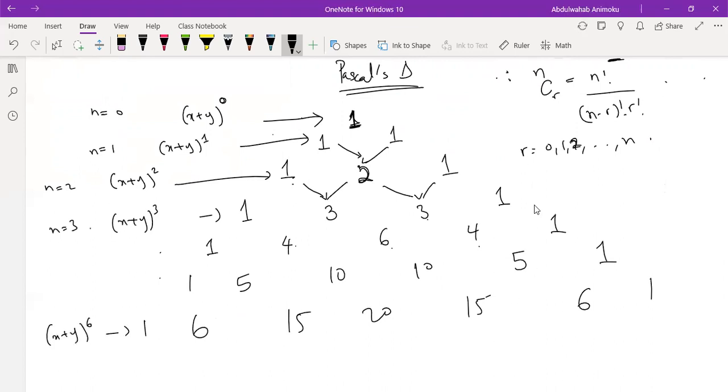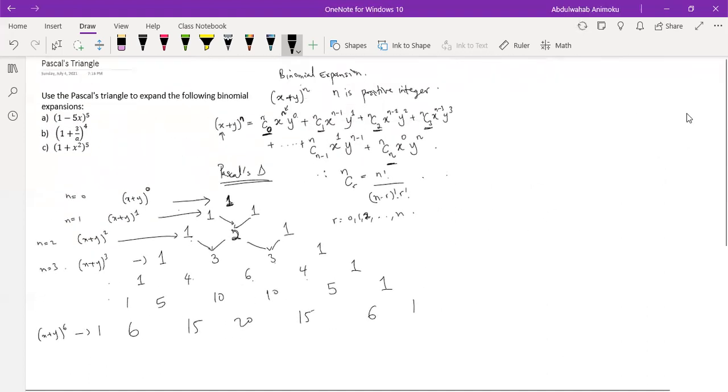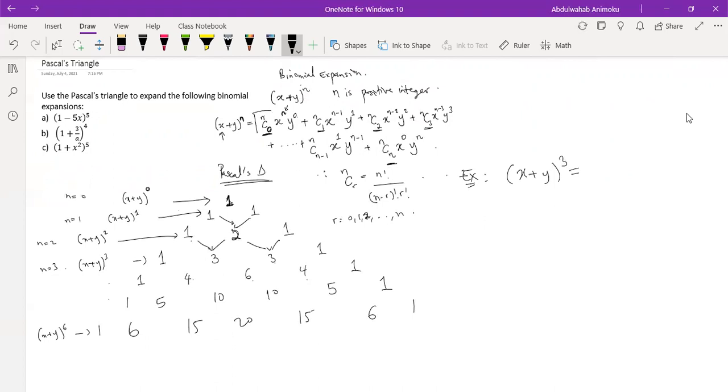Now, how do we use this in the expansion? Let's take an example to see how we use this. Let's say I want to expand (x plus y) raised to power 3. All we are saying is these coefficients will be replaced by these numbers. For power of 3, which level are we going to use? We are going to use this level. These are the coefficients we'll be using for the expansion of (x plus y) raised to power 3.